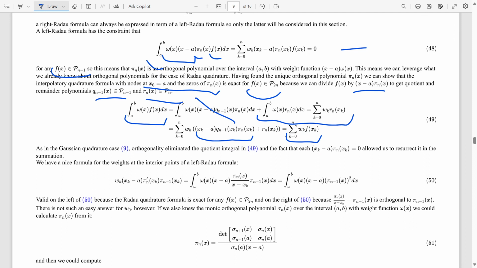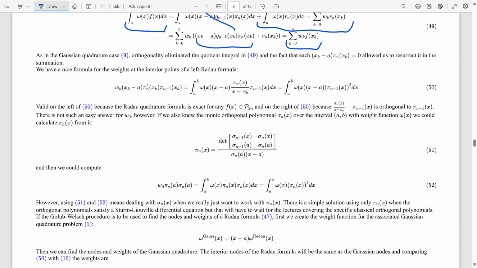We have a nice formula for the interior weights. We start with this integral and evaluate it on the left via the Radau formula and Lobatto's rule, and on the right, because this is orthogonal to pi n minus 1 of x. So again, we can get all the interior weights with just one integral.